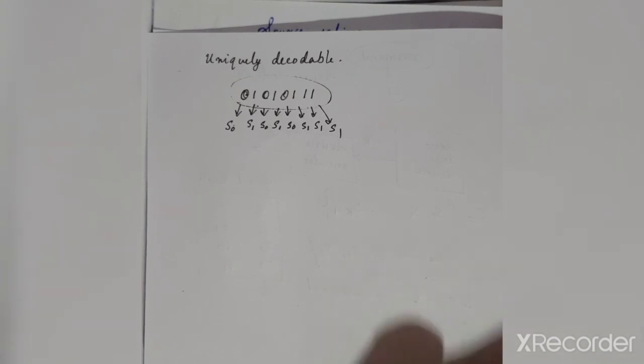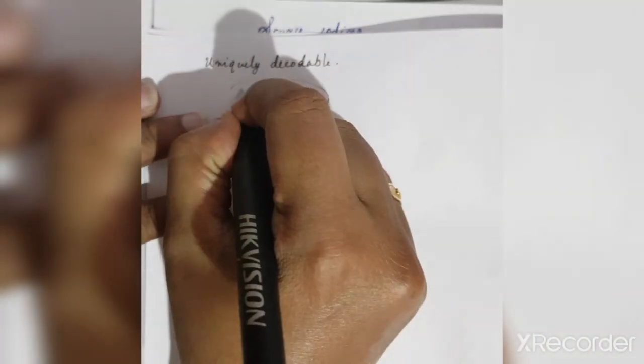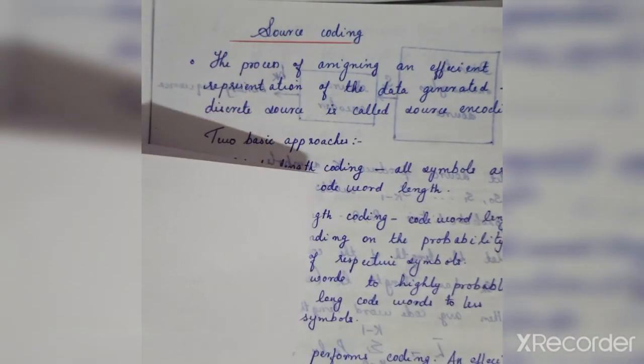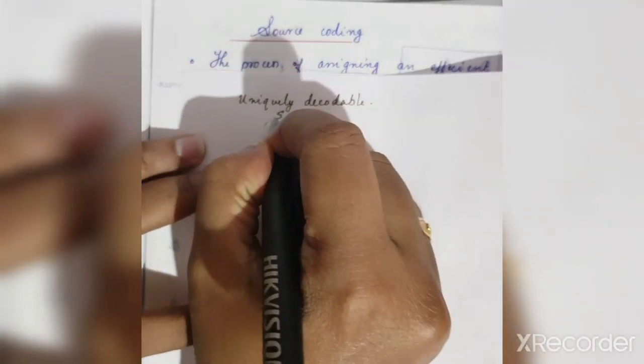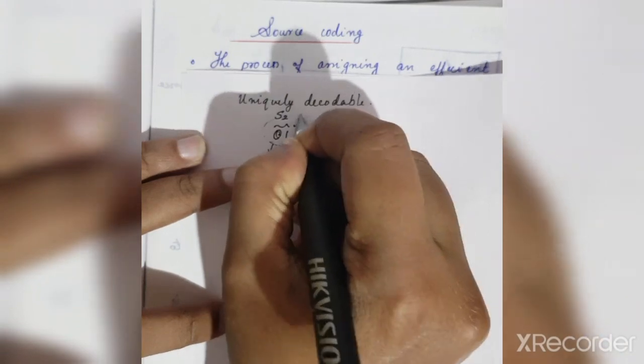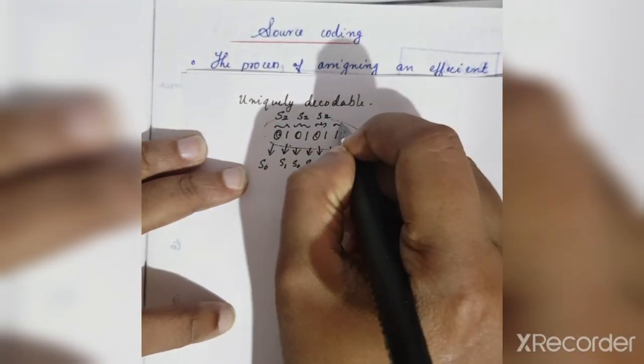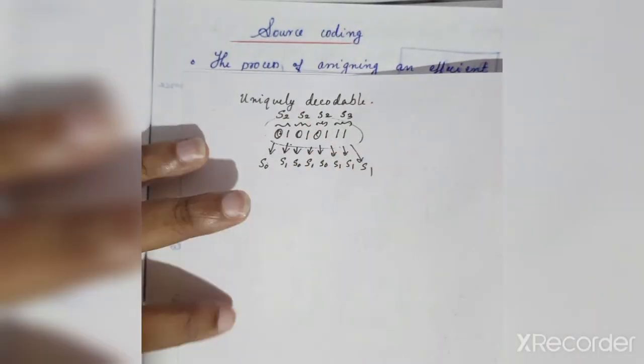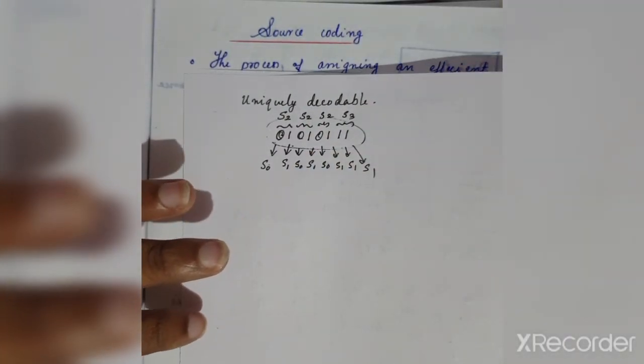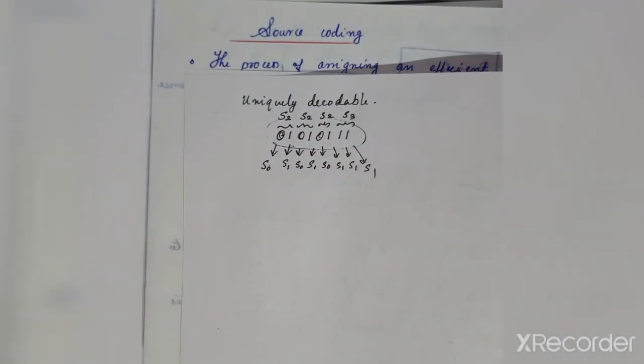Let me do another way of decoding. 0 1 is already a symbol, S2. Again 0 1 is S2, again 0 1 is S2, and 1 1, I think, is S3. See what happens? We have a confusion regarding how we should decode this particular sequence.